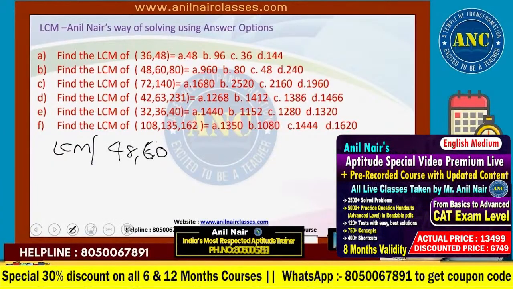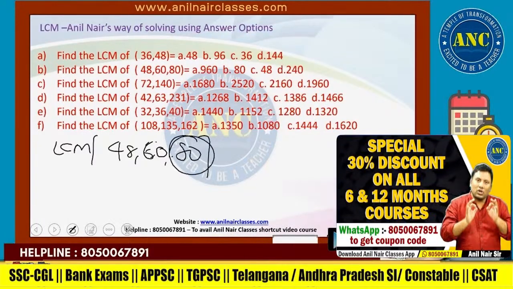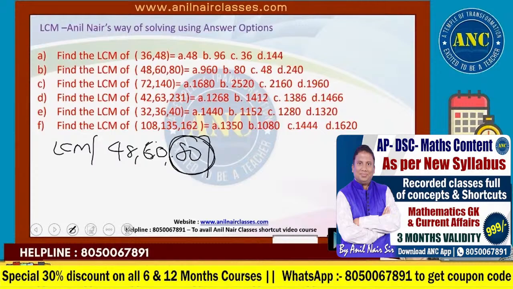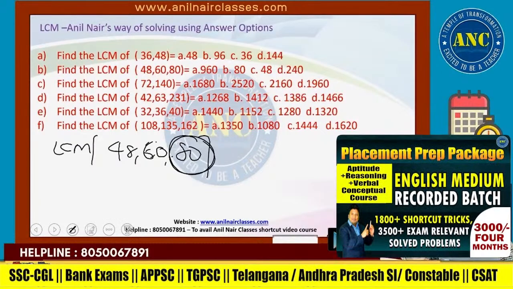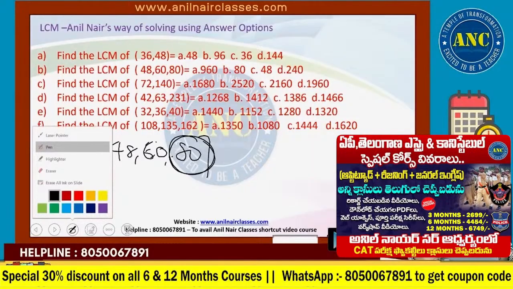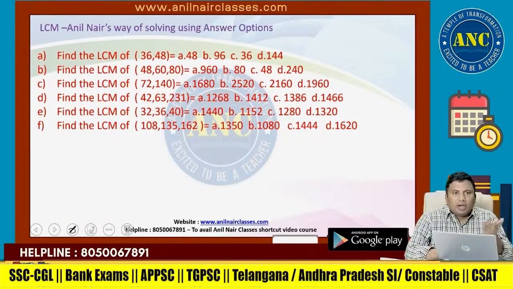48, 60 and 80. LCM is derived from the largest number. The largest number itself is 80. How will 60 come? Right? Please write down.